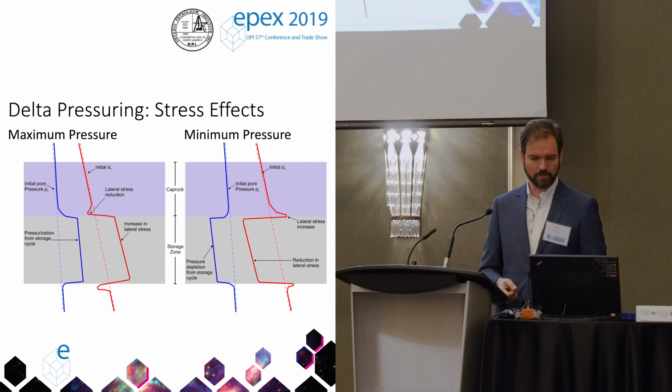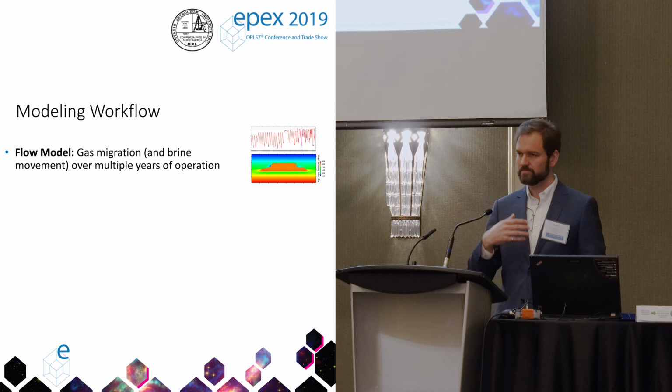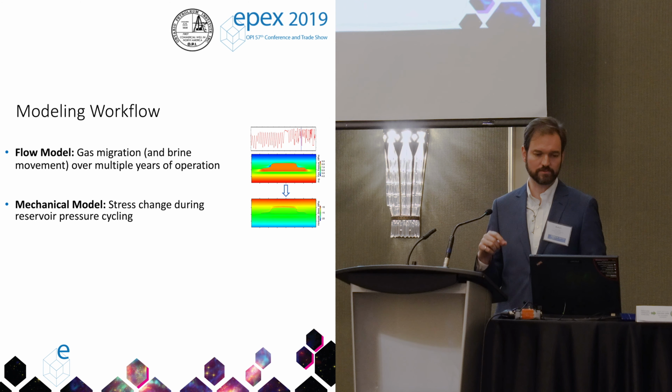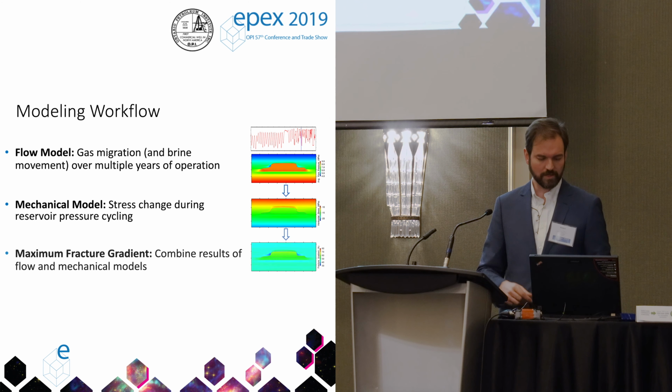And the workflow we used, first of all, we did a flow model looking at pressure history in the pool and potentially gas migration, depending on the permeability in the cap rock or other features. So we're looking at flow over multiple years of operation. We then take that information and feed it into a geomechanical model, which is looking at the stress changes during reservoir pressure cycling. Finally, we combine the results of those two models and calculate the maximum percent fracture gradient.